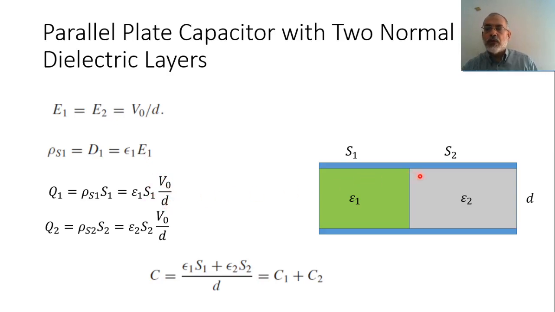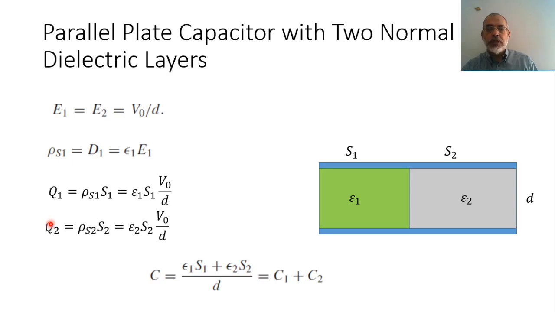Similarly, we can prove that the charge on surface 2 is Q2 equals rho surface 2 multiplied by surface 2. In this case, rho surface 2 would be epsilon 2 multiplied by the electric field V naught over d, multiplied by the surface 2. Now the total charge on the upper plate would be Q1 plus Q2. Similarly, the total charge in the lower plate would be the same, but with negative sign. Okay? So the total charge in this case would be Q1 plus Q2.